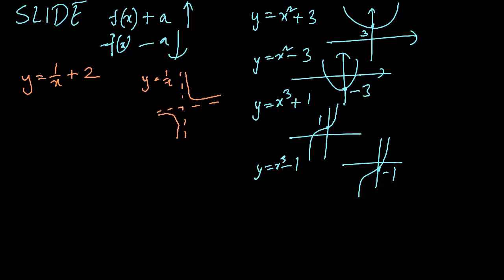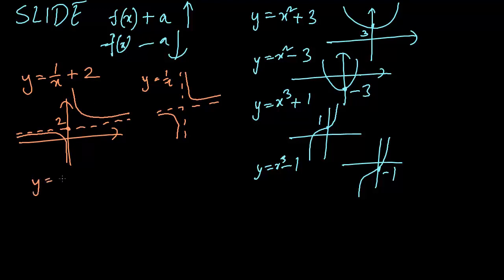Now, if you have y equals 1 by x plus 2, it's going to slide upwards. If it slides upwards, that means the original asymptote is going to move upwards. You can see the asymptote over here. So the asymptote was initially at 0, but since it slid upwards, this would become 2. And the boomerang would look like this, and the other one would look like this. So that's why this is a bit difficult.